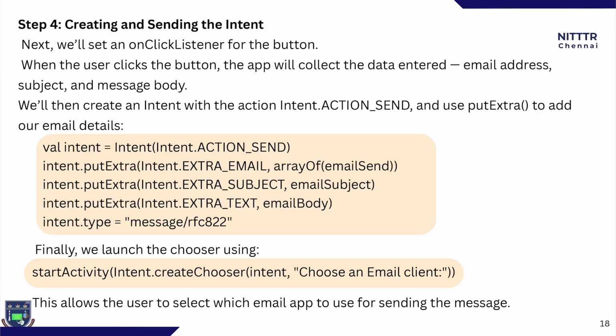Next we will go into the fourth step, creating and sending the intent. We will set an on click listener for the button. When the user clicks this button, the application will collect the data which has been entered, that is email address, subject and message body. Then we will create the intent with the action Intent.ACTION_SEND and use the putExtra method to add our email details. Finally, we will launch it using startActivity.